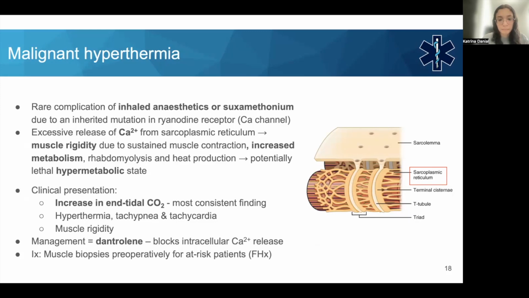they can die very quickly. Okay, so the signs of this is that you'll see an increase in the end-tidal CO2 on the ventilator, because they have an increased metabolism, so you have an increased amount of CO2. Hyperthermia, because they're really, really contracting their muscles. Tachypnea, tachycardia, and you'll see the rigidity. Right? So the management for this one is a medication called dantrolene. All right, and patients who have a family history and want to find out if they have this, it can be diagnosed by a muscle biopsy.